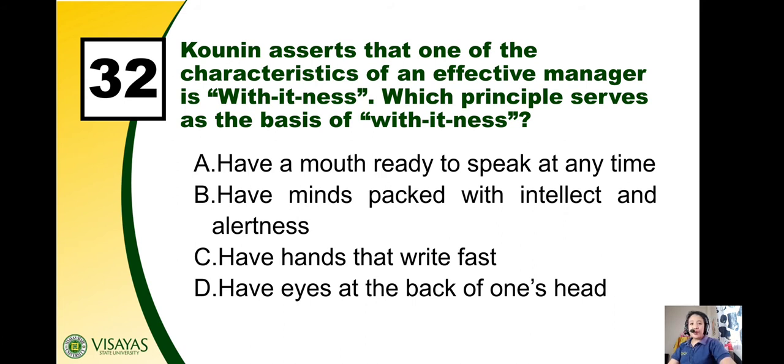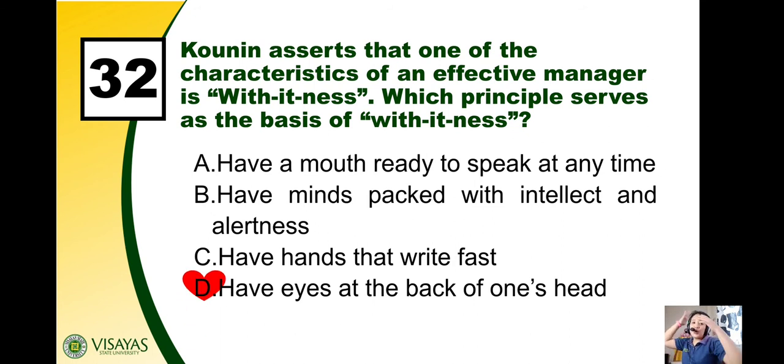So number 32 na tayo. Conan asserts that one of the characteristics of an effective manager is wittiness. Which principle serves as basis of wittiness? A. Have mouth ready to speak at any time. B. Have minds packed with intellect and alertness. C. Have hands that write fast. Or letter D. Have eyes at the back. Okay, wittiness. Na-mention ko na siya sa inyo kanina. That is letter D. Have eyes at the back.